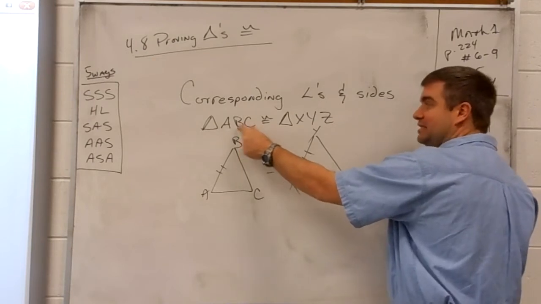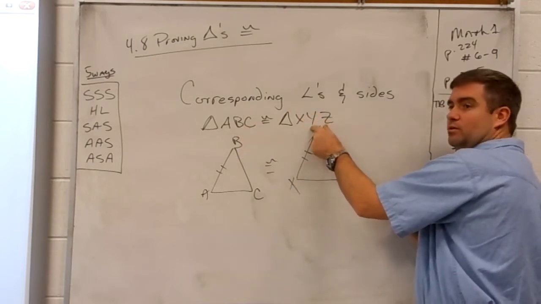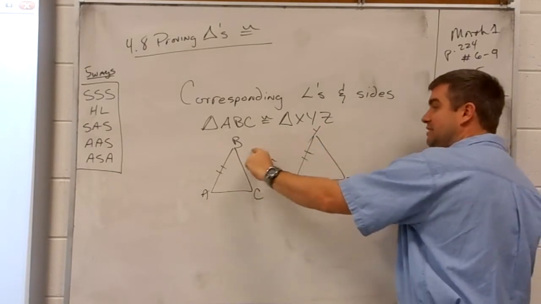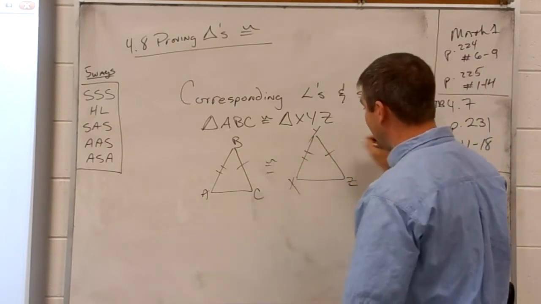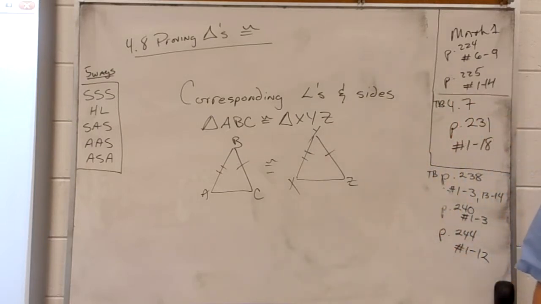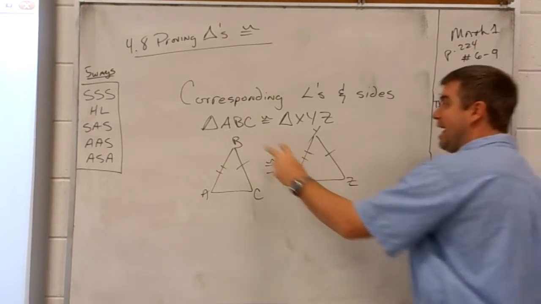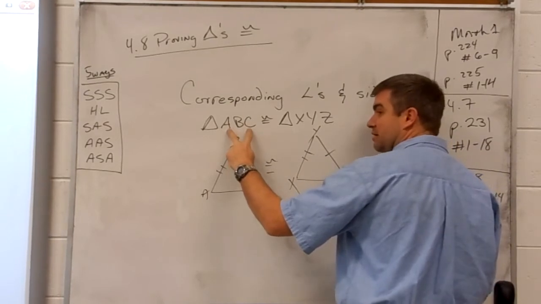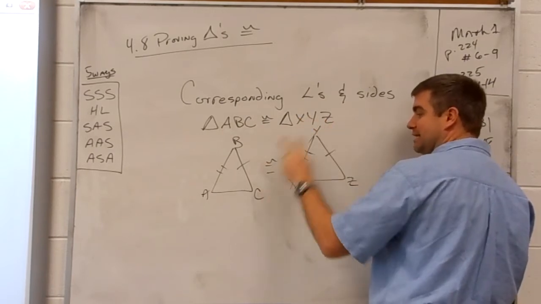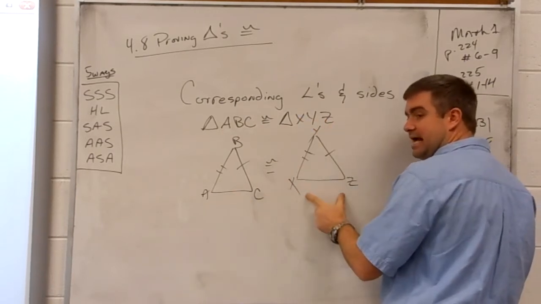BC has to match up with what? YZ. Look at it. BC and YZ have to match up. I'm just putting one slash there. You get the idea. What else? AC, look at it. The first letter and the last letter, AC, has to match up with what? XZ. Look at it. AC and XZ.